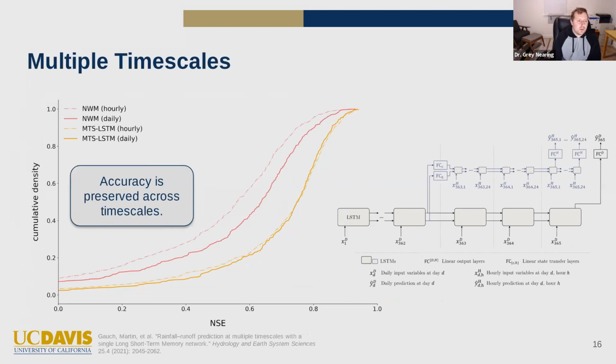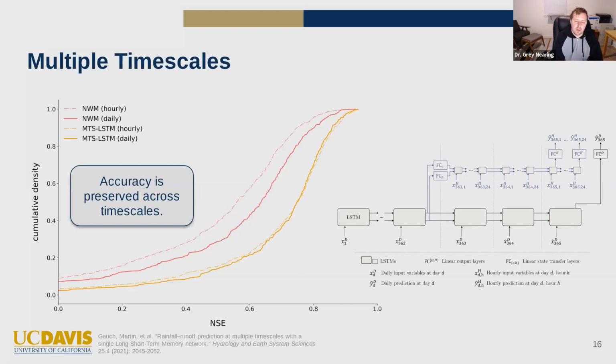And one of the responses we got was, well, you're doing daily forecasting. Everything we've been doing is at the daily timescale, but for flood forecasting, we need hourly. So we did an experiment where we created hourly predictions. And the NOAA model here is in red. This is daily predictions in solid red and hourly predictions in the dotted line. Basically, the NOAA models can do hourly predictions, but they're less accurate than daily predictions. And this is, of course, completely expected.